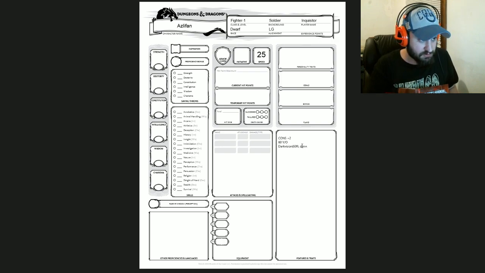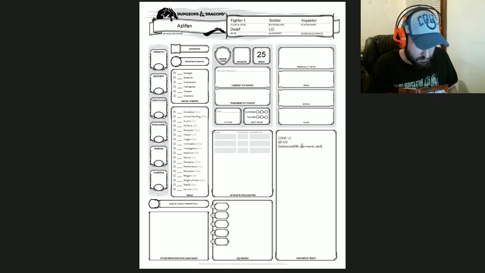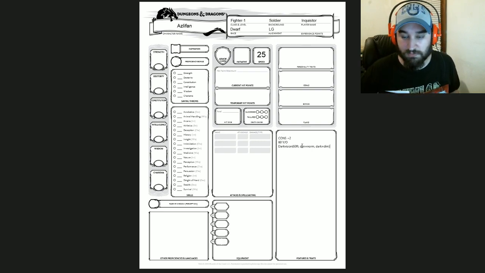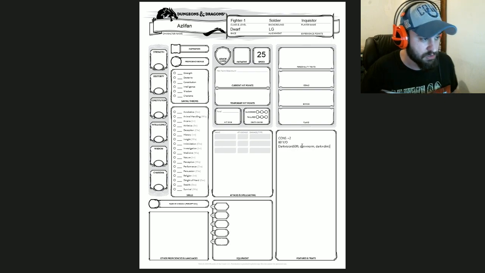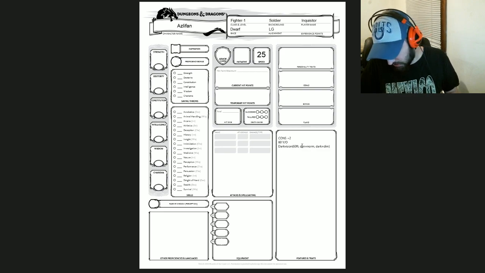Dim equals normal, and what was the other one? Sorry. And dark equals dim. That's if you don't know what it does, but dark vision is one of those abilities that about half-ish of the races have. So it's an ability that you will learn really fast. It's not a very complicated one. We will continue reading, and we will read the Dwarven Resilience.